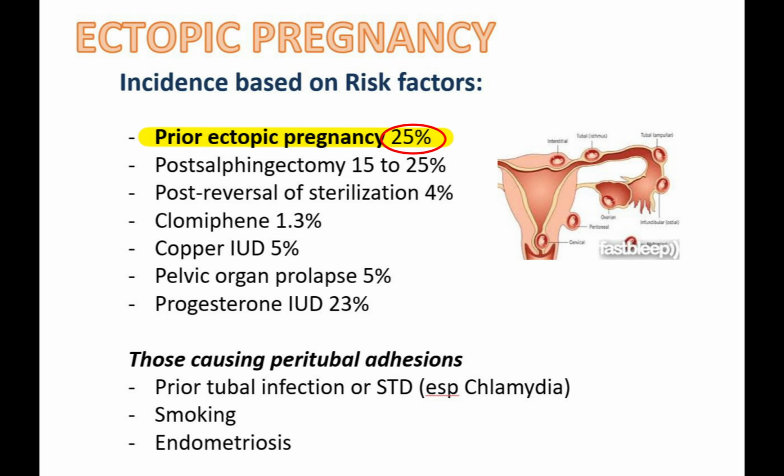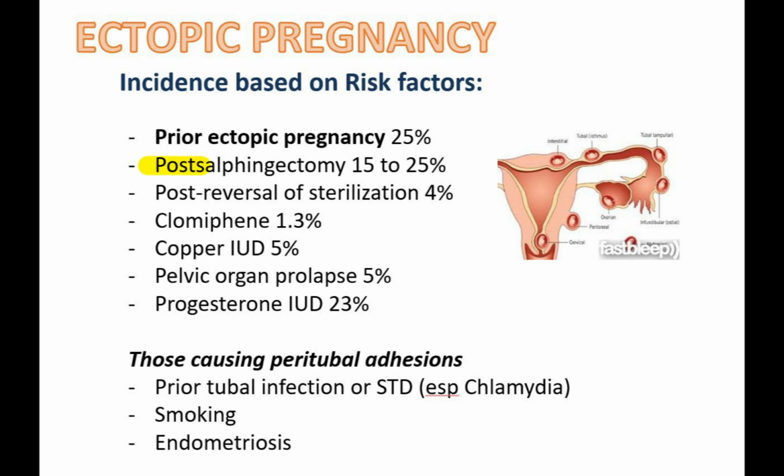I have seen women who are devastated because of this. Their first pregnancy came out to be an ectopic pregnancy, so they had to have their fallopian tube removed because of that. Now, next time, they again learn it's another ectopic pregnancy. Why? Because having a prior ectopic pregnancy gives you a 25% chance that in your next pregnancy, you will have an ectopic pregnancy again. So you really have to be careful.